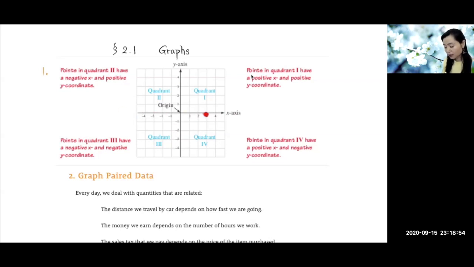So we have the horizontal axis here, and we have the vertical axis here. The horizontal axis, normally we label that the x-axis, and the vertical axis we label the y-axis. These two axes intersect at this point, which is called the origin. And these two axes divide the whole plane into 4 quadrants. So quadrant 1, 2, 3, and 4.